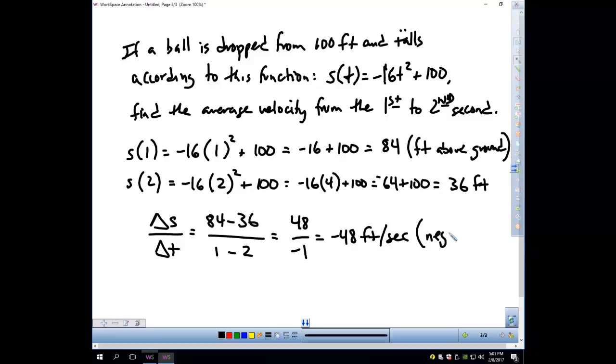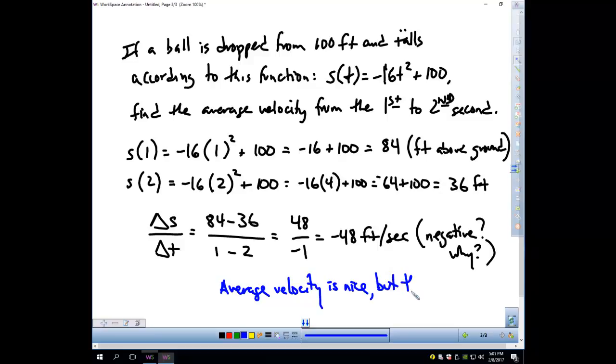It's negative. Why is that a negative rate? Hopefully it's because you understand the ball is dropping. It's going to the ground. So my average velocity, right? Understand what that means: over the course of that 1 second, the average speed is negative 48 feet per second, which is great.